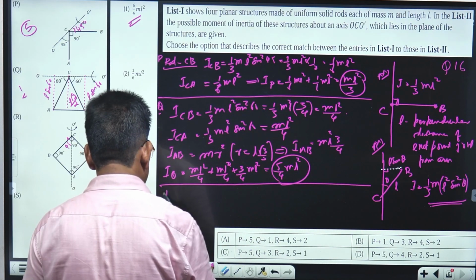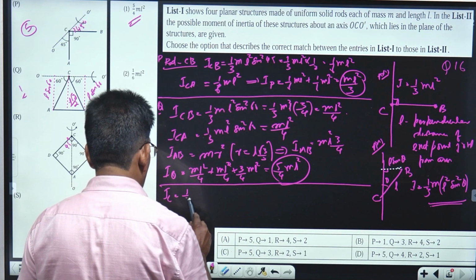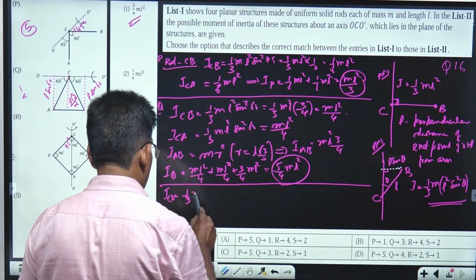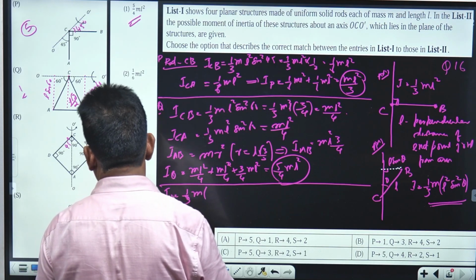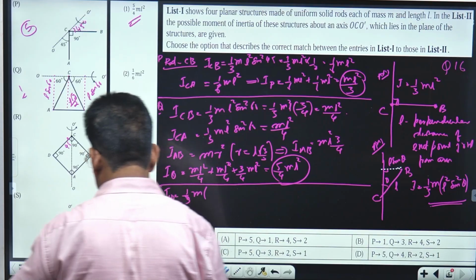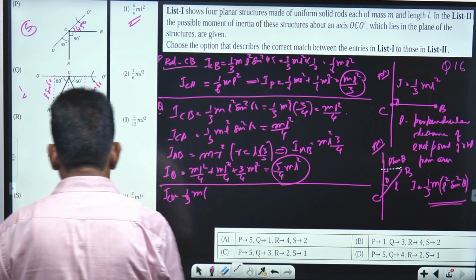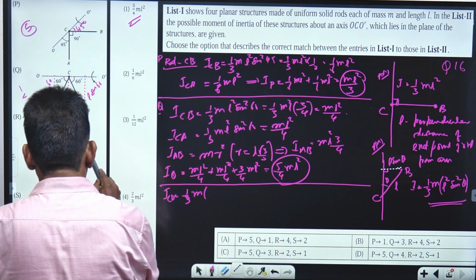I start with ICD. ICD, what is the formula? ICD is 1 by 3 m. What is the perpendicular distance? We know this is the perpendicular distance. I am drawing the perpendicular distance. In all the cases, one line will be sufficient. This is the perpendicular distance.